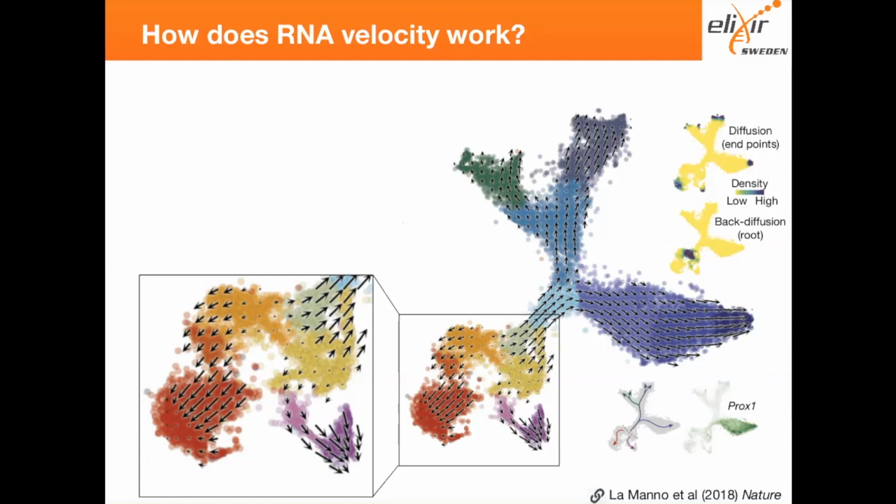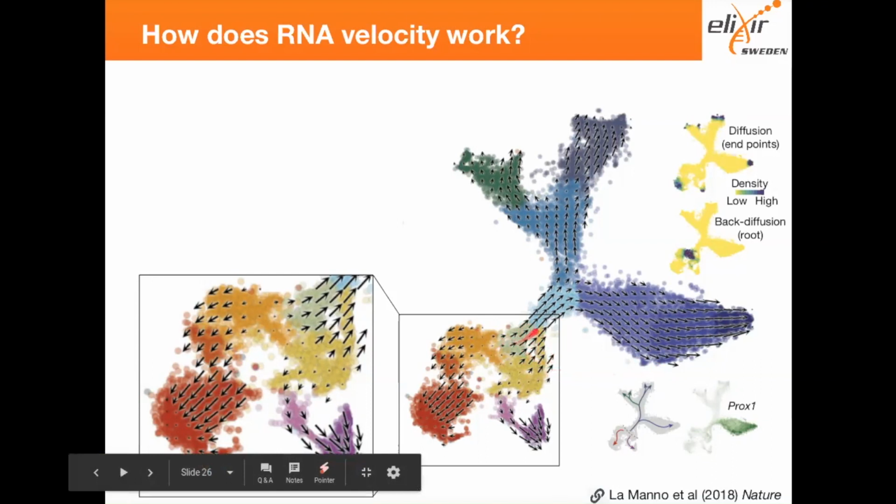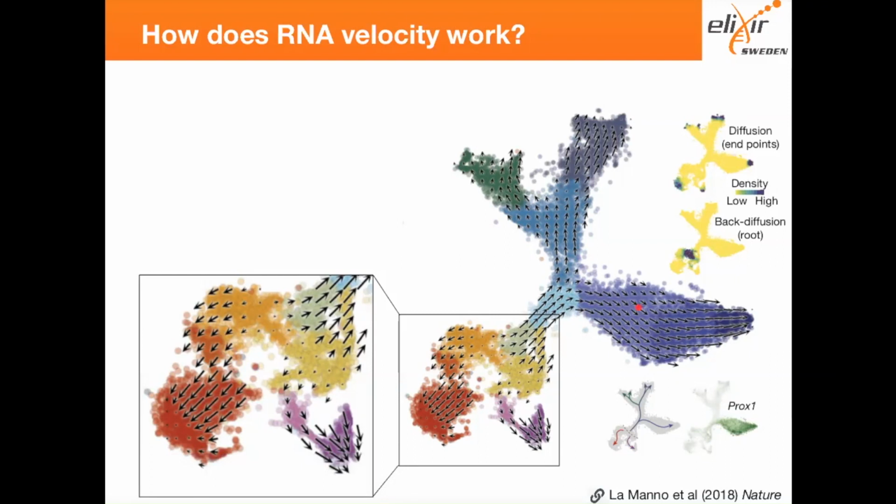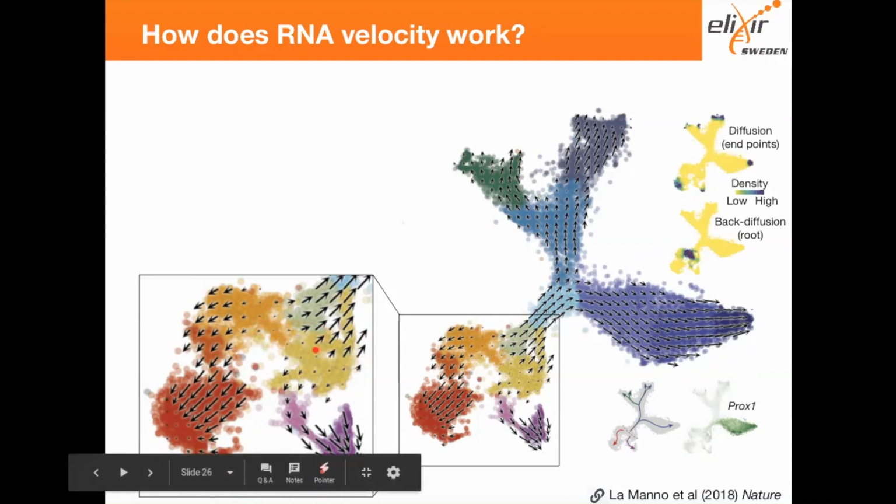And because of these directional vectors of velocity and transition between one cell state to another, you can actually infer where in your data set should be the root and where should be the diffusion points, or the ends of your trajectory. So now it's less biased, in that sense, that you don't need to specify where your biological system should start.